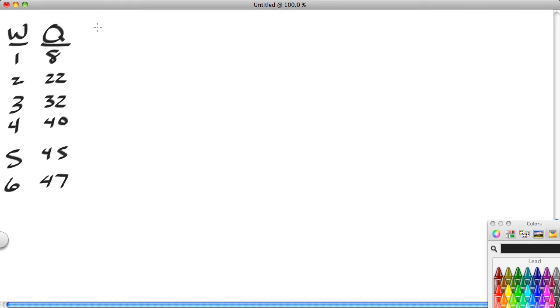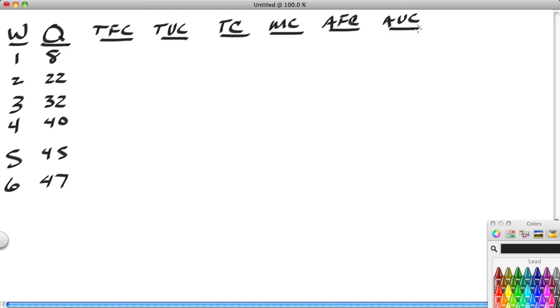And then we want to put in here total fixed cost, total variable cost, total cost, marginal cost, which we haven't calculated yet, average fixed cost, average variable cost, and average total cost. Now, I'm going to very quickly put these numbers into the table. I actually want to use these later on in our analysis. So let me go ahead and put them in. We do want to carry the numbers out to 2 decimal places.